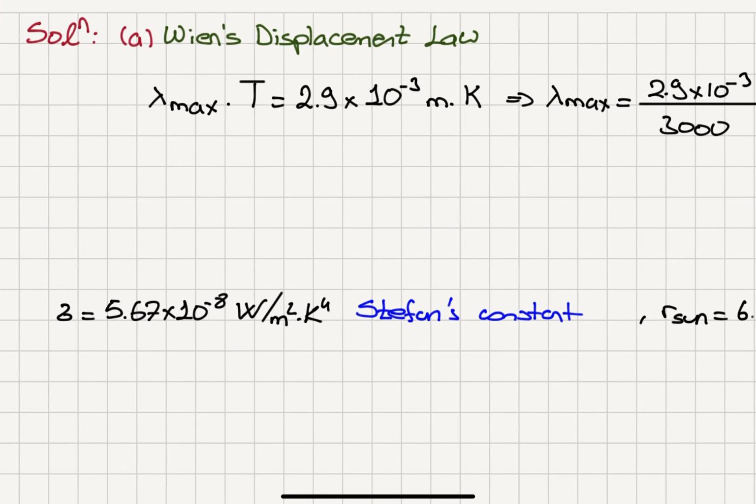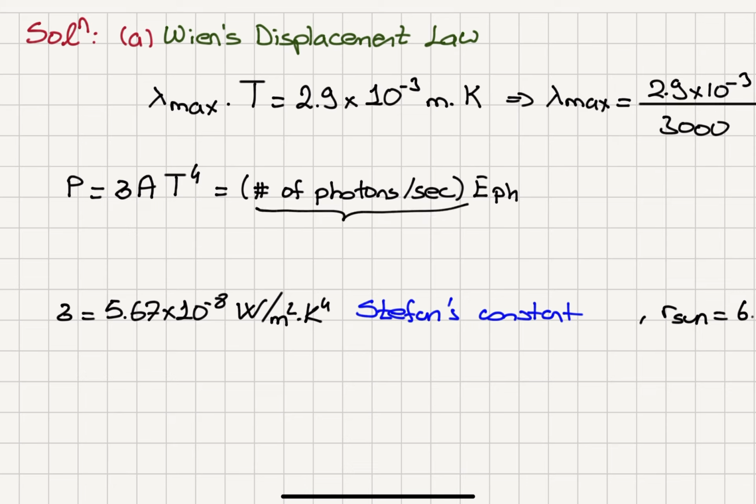Now, as for the power radiated by an ideal black body, we have Stefan's law. The radiated power is Stefan's constant sigma, surface area A, the surface temperature T to the fourth power. Emissivity is equal to 1 for an ideal black body. And this is equal to, since it's power, the number of photons radiated per second, where each photon carries an energy E photon, and I call the number of photons radiated per second capital N.